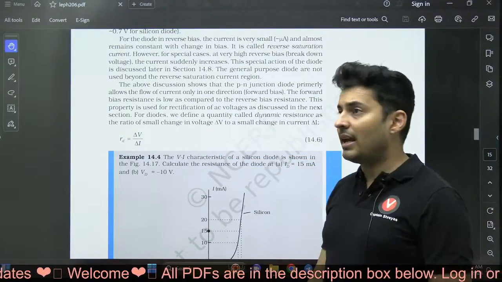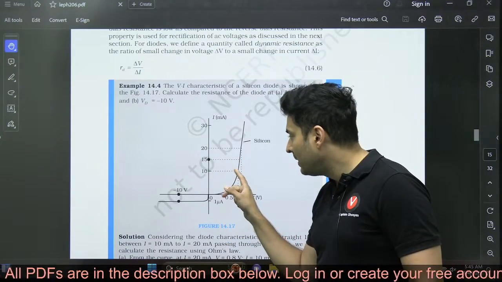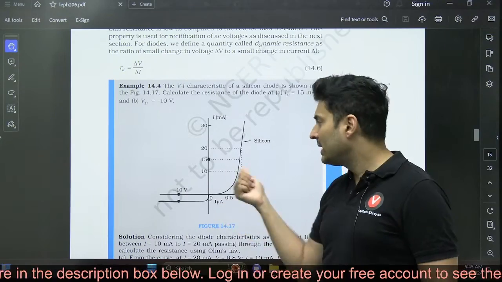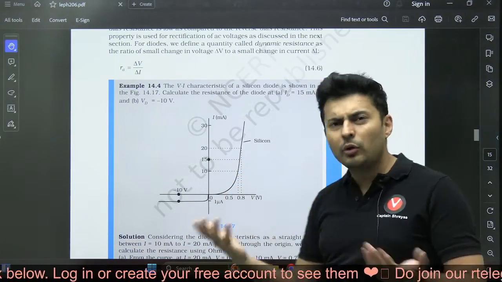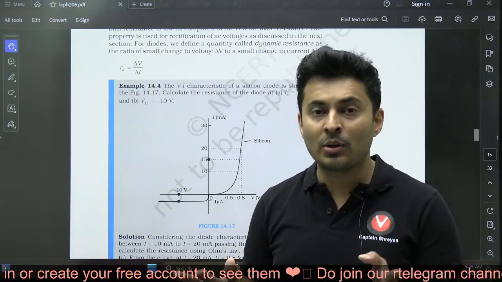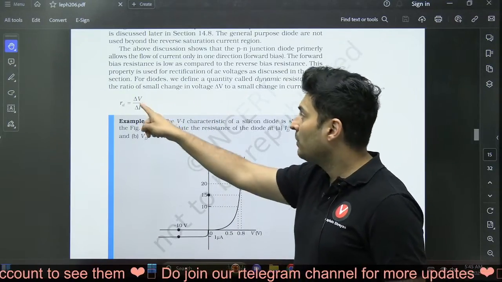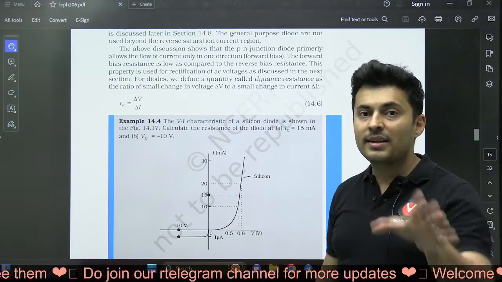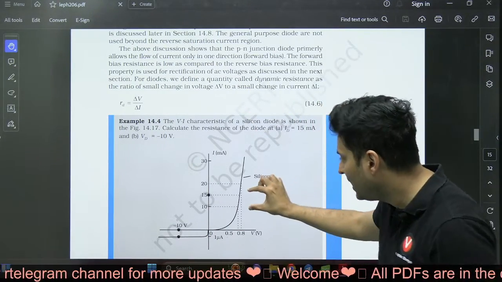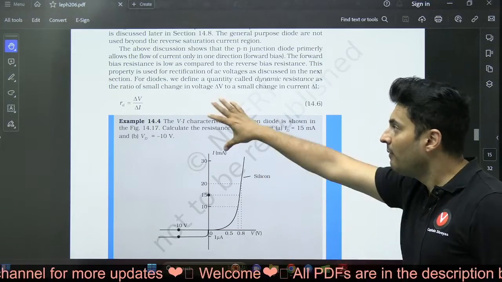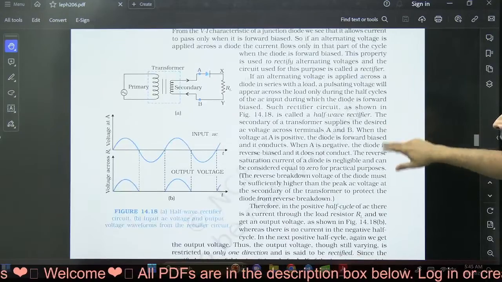resistance versus dynamic resistance. See, in this current versus voltage graph, if you measure the current and the voltage and divide it, you will get the resistance. Resistance here will be different because it is a non-ohmic device. Resistance won't remain constant. There is another quantity, delta V by delta I, the rate of change of voltage with respect to current. That is not resistance, that is called dynamic resistance. So if they ask you dynamic resistance, find the change in voltage and change in current, divide them, and you will get dynamic resistance. Okay, keep this in mind.